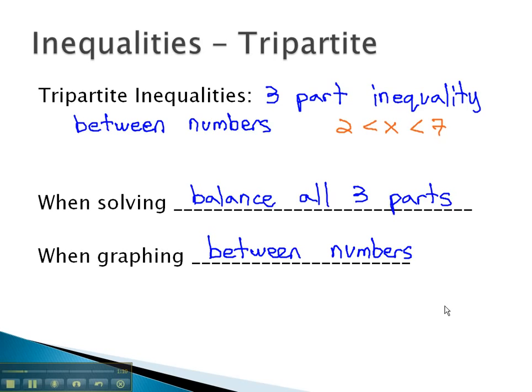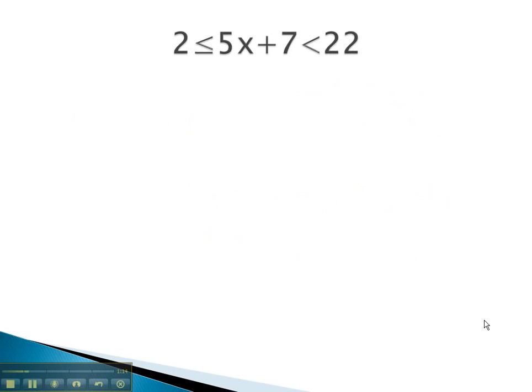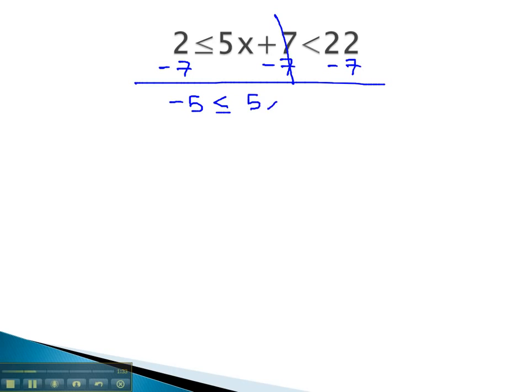Let's take a look at an example where we can see this work out. In this first problem, we have the 5x plus 7 between the numbers 2 and 22. To begin isolating the variable, we will subtract 7 from all three parts, left, right, and center, of the inequality. This gives us negative 5 is less than or equal to 5x, which is less than 15.